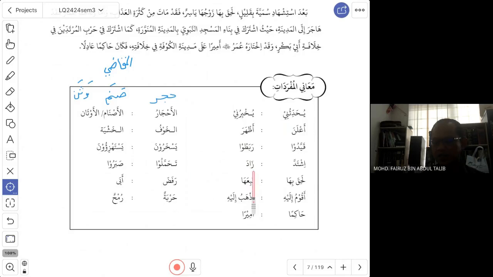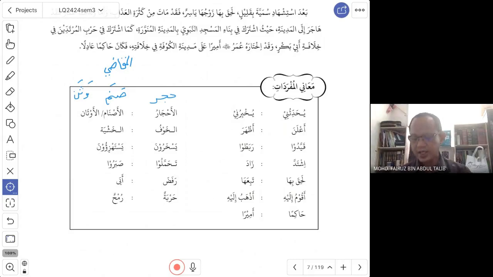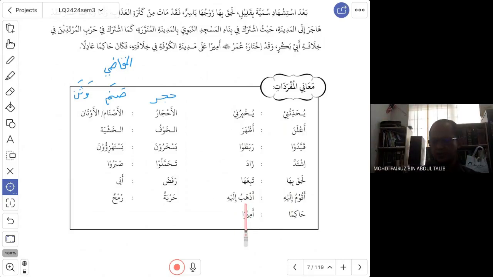Here they just say zada, increase. Okay, but this is not the actual meaning of ishtadda. Ishtadda means it became serious. Lahiqa biha, to join her. Tabi'aha, to follow her. Okay, follow her, join her. Aquma ilaihi, azhabu ilaihi. So going to him. Hakiman, we mentioned just now, Hakiman is the Amir, the leader. Ahjar is the Asnam or the Awthan, these are the stones, and this is idols, Asnam or Awthan.